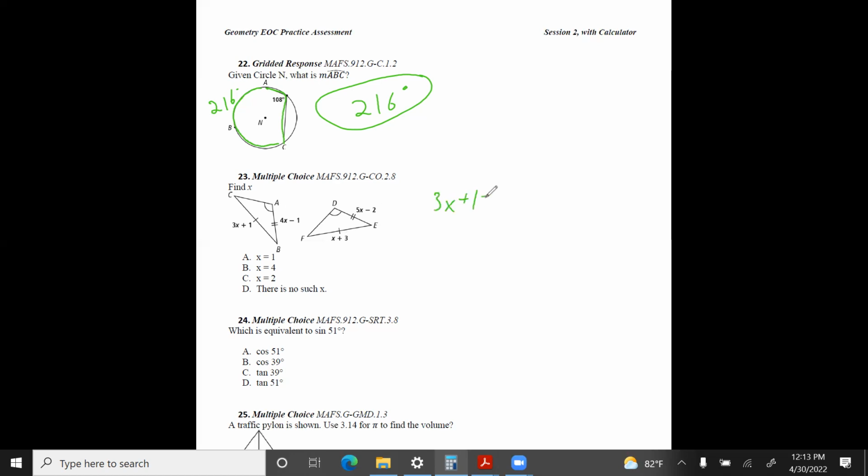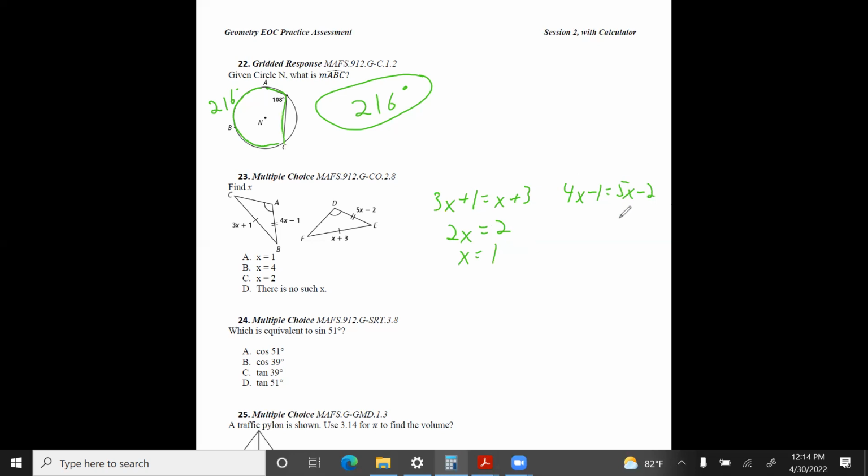3x plus 1 equals x plus 3. Or we could have done 4x minus 1 equals 5x minus 2. Again, they both should work out to the same value, so it shouldn't matter which one you do. I'm going to try both of them just to make sure. Bring this x over by subtracting it, so now we're down to 2x. Bring the 1 over by subtracting it, we're down to 2. Divide by 2, and x is 1.